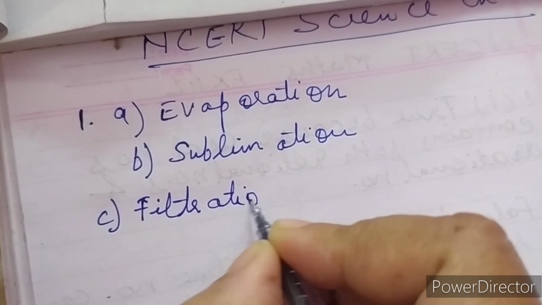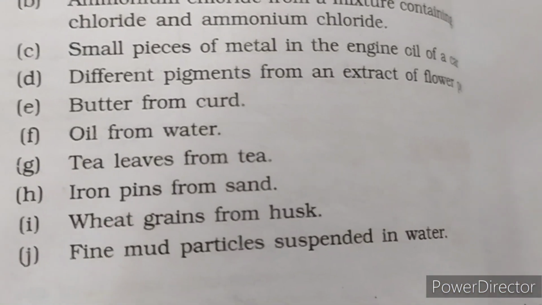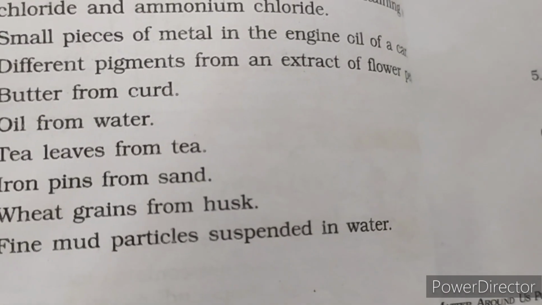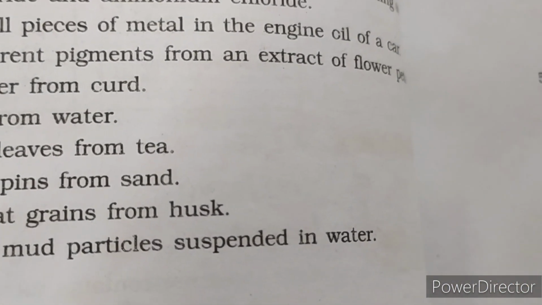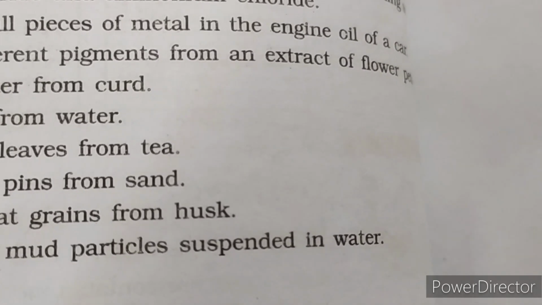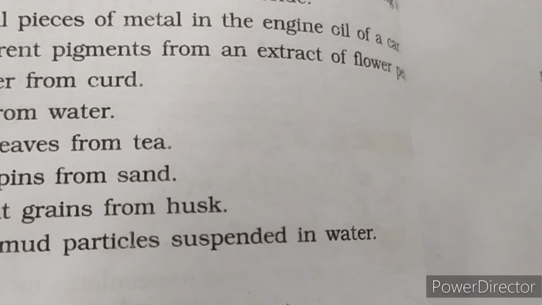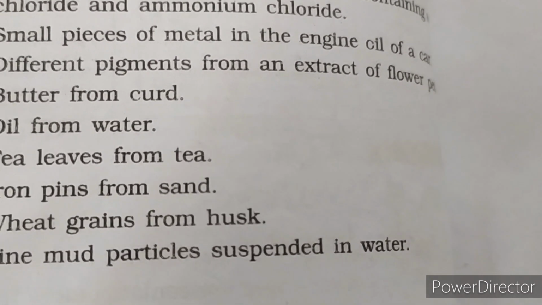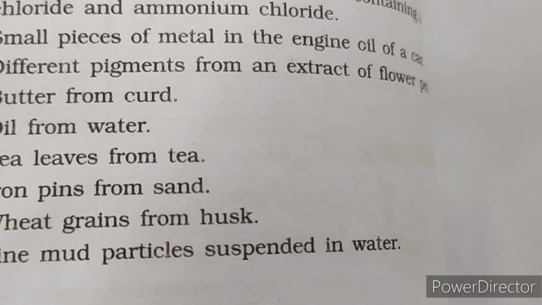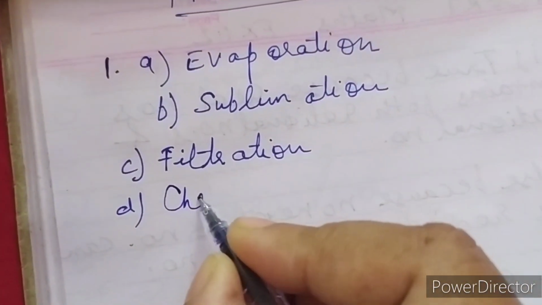So filtration. D part is different pigments from an extract of flower petals. Pigments are colored substances made up of two or more different substances combined together, which can be separated on the basis of dissolution of these substances in a solvent, which is done by chromatography.